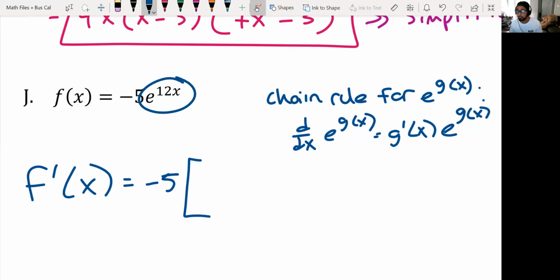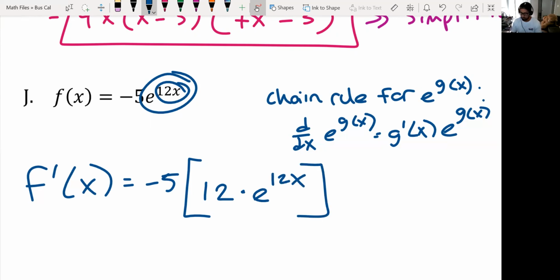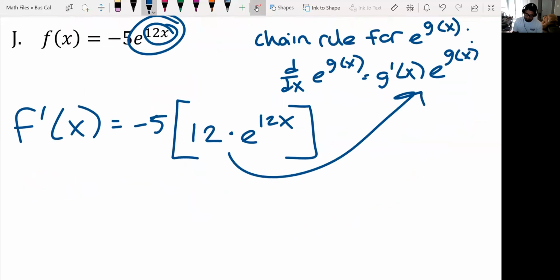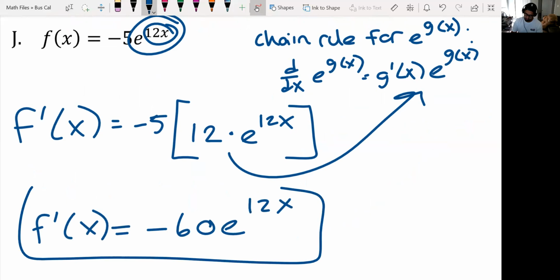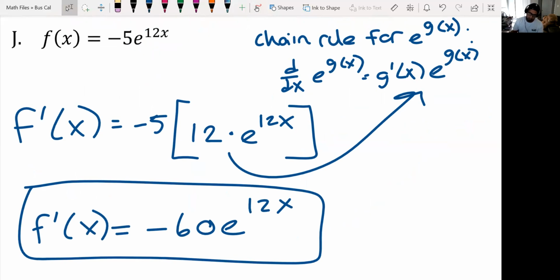And now let's just look at the chain rule derivative for e to the 12x. So what is the derivative of 12x? That is just going to be 12. So that's the derivative of the exponent times the original, oh, without the 5, the original function. That's it. This is exactly the same as that. And then you'll just multiply the two together, and our final answer will be -60e to the 12x. That's it. Nothing to it. All right, not crazy. Just looks a little crazy.